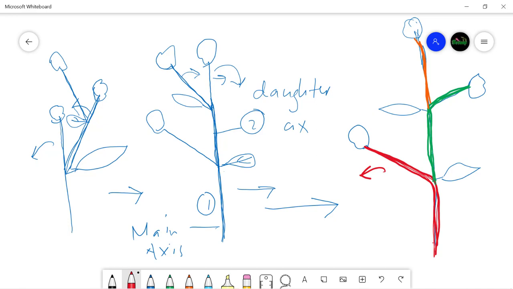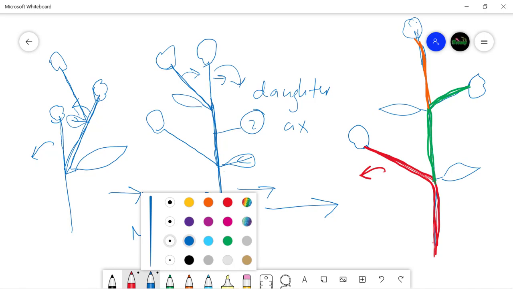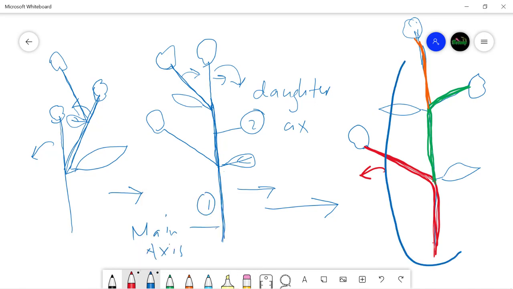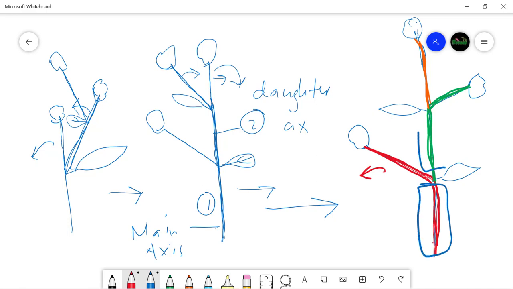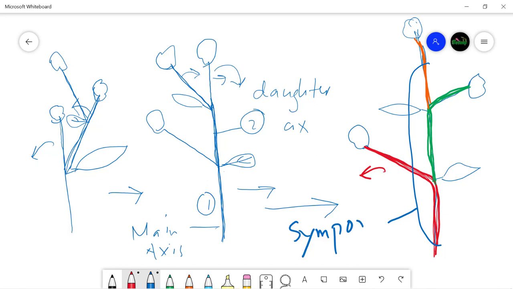Now you can see very clearly that this axis is not a single one. It is made up of bases. So this is the base of the main axis, this is the base of the first daughter axis, and this is the base of the second daughter axis. So this is actually a sympodial axis. So hopefully you get the point and you can work it out yourself.